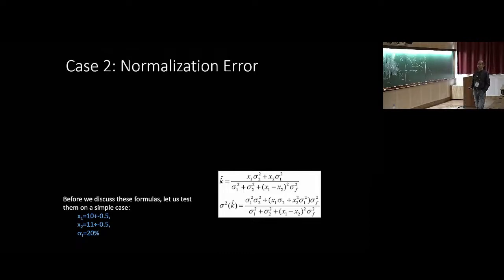So x1 is 10 with 0.5 error. x2 is 11 with 0.5 error, the individual variances. And then you have a common scale error of 20%. What those formulas mean, if you plug them in, is that the average is 9.72.